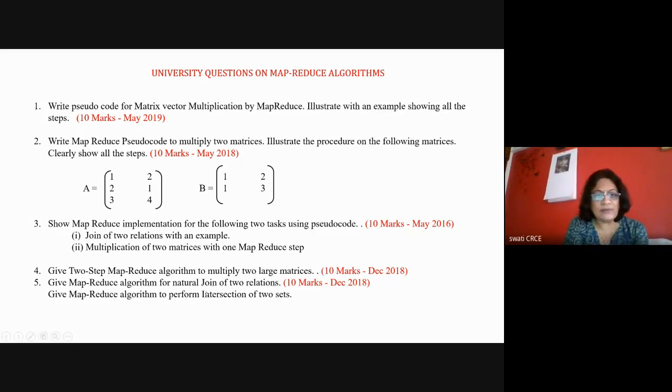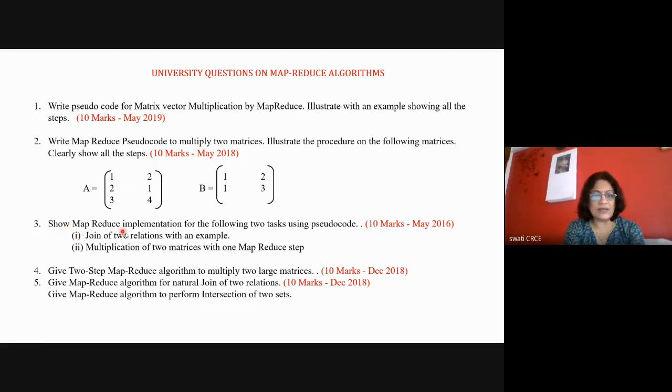Once they have asked this question, they have given these two matrices, and then they have asked to illustrate how this matrix multiplication will happen using MapReduce. They are not mentioning one step or two steps here, so you can use any method and solve it. And then of course you have to write down the pseudocode. Pseudocode is a must in every algorithm. If you go through it, writing pseudocode is not a big challenge. It's easy to write.